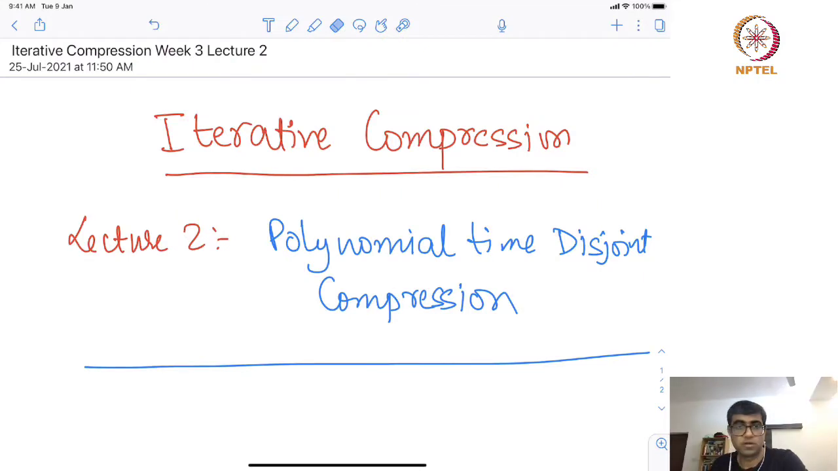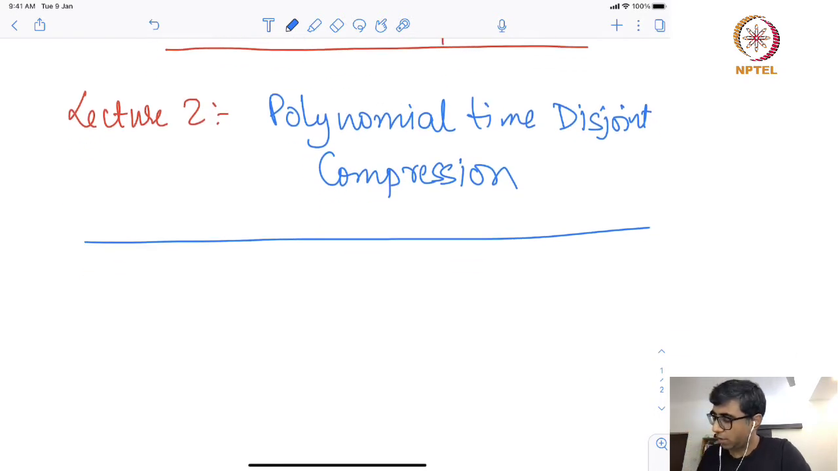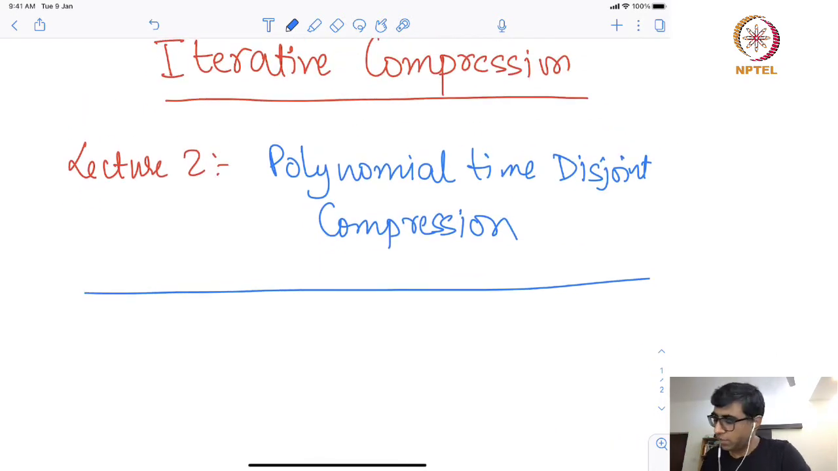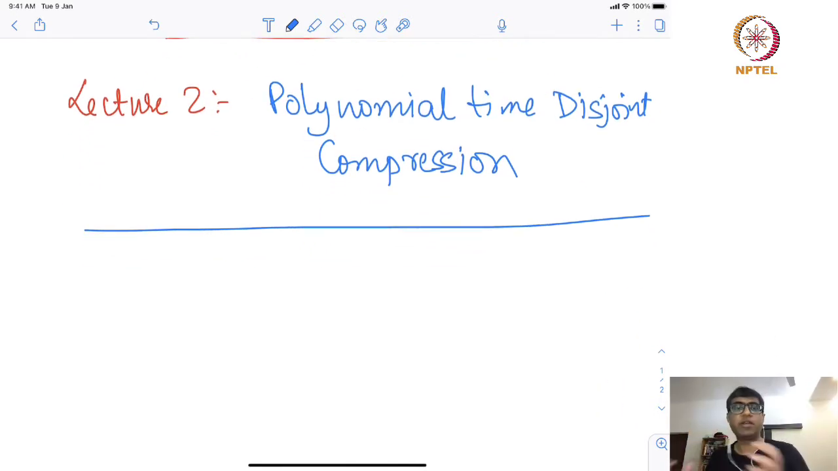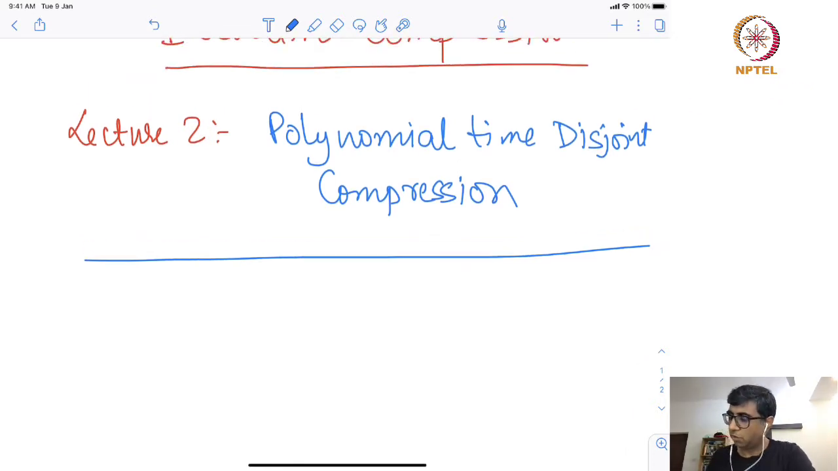Welcome to the second lecture on iterative compression. In the first lecture, we set up the whole framework, and we realized that all we need to get an algorithm is to solve a disjoint compression version of a problem. In this lecture, I am going to give you two problems where we are going to solve the disjoint compression problem in polynomial time.